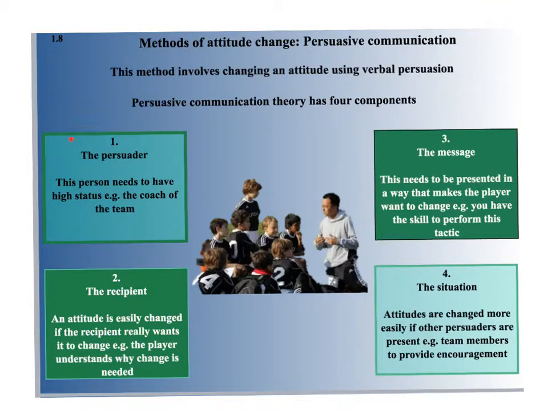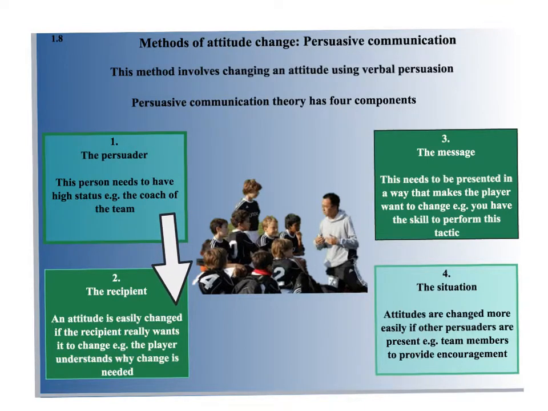The first one is the persuader. So we use this example in here. This person here is the persuader. This person needs to have high status, e.g. the coach of the team. So if we're going to change attitudes of this group of people, that person again needs to be significant. It needs to have high status. Otherwise, it's not going to have the same effect.